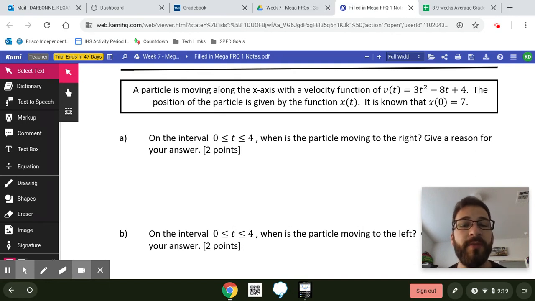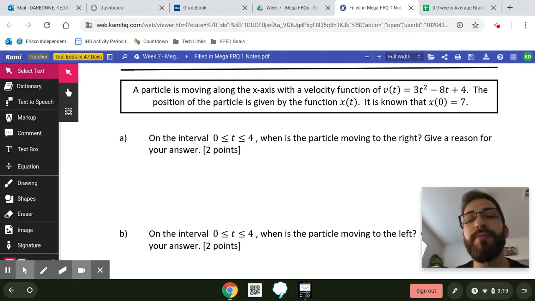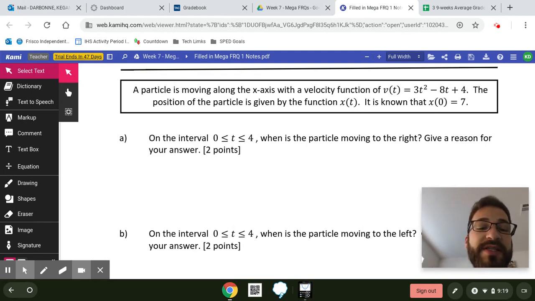But this one's going to be pretty straightforward. It's a particle. We're given the velocity equation. We are also told that the position function is x of t, and we know that x of 0 is equal to 7. That's the initial condition they give us. On part A, on the interval 0 to 4, when is the particle moving to the right? Give a reason for your answer.